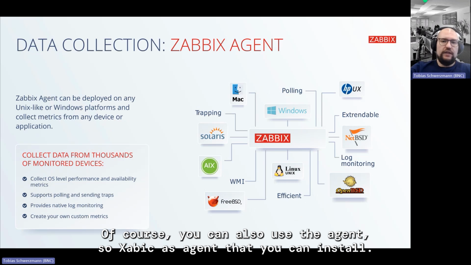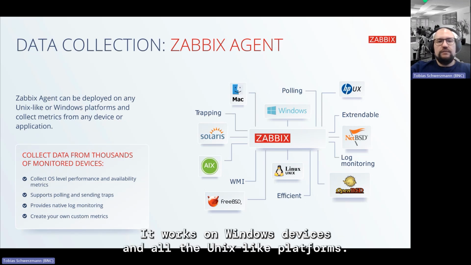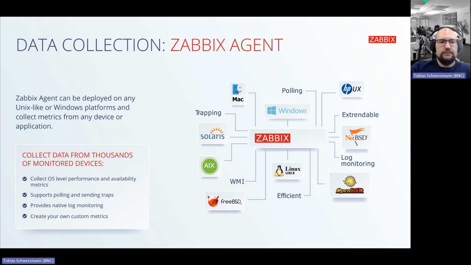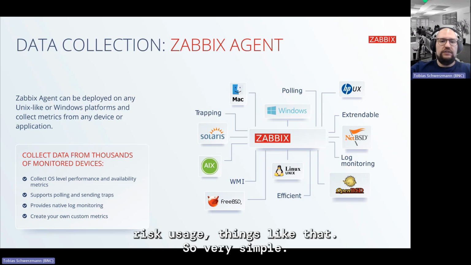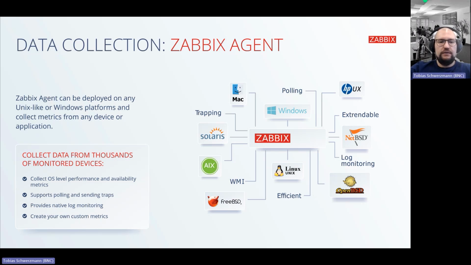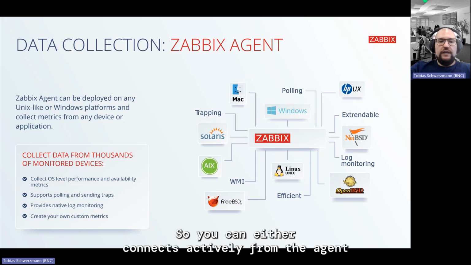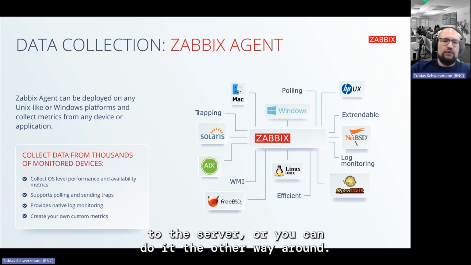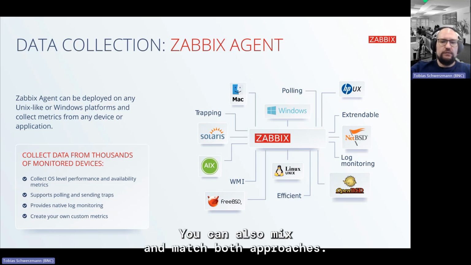Of course, you can also use the agent, so Zabbix has an agent that you can install. It works on Windows devices and all the Unix or Unix-like platforms. It can, out of the box, monitor basic OS performance and also disk usage, things like that. So very simple. It can work in active and passive mode. So you can either connect actively from the agent to the server, or you can do it the other way around. You can also mix and match both approaches.